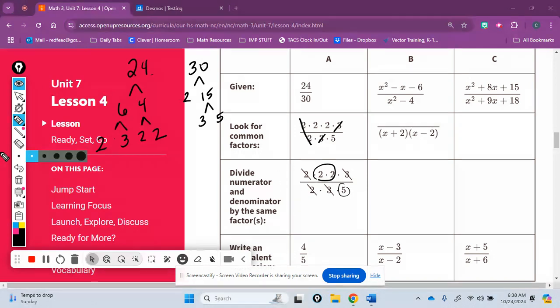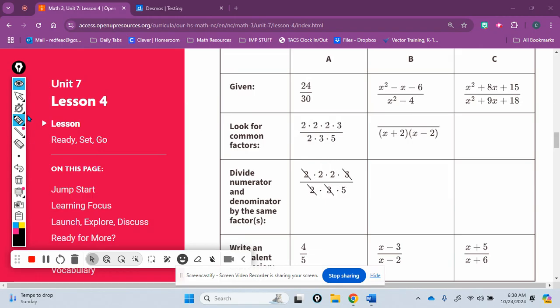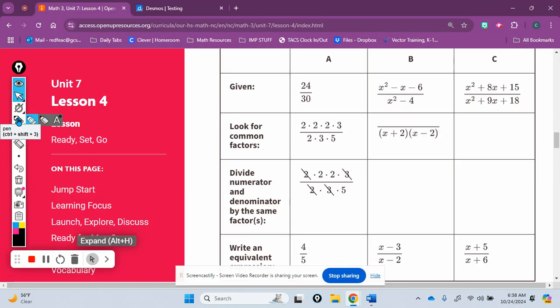Now, the same thing applies if we have polynomials. We do the same by factoring, and then we divide out what we have that is alike. So for example, this one is x squared minus x minus 6, and at the bottom we have x squared minus 4. Now, x squared minus 4 was already factored for us at the bottom: we have x plus 2, x minus 2. But we have to factor x squared minus x minus 6.